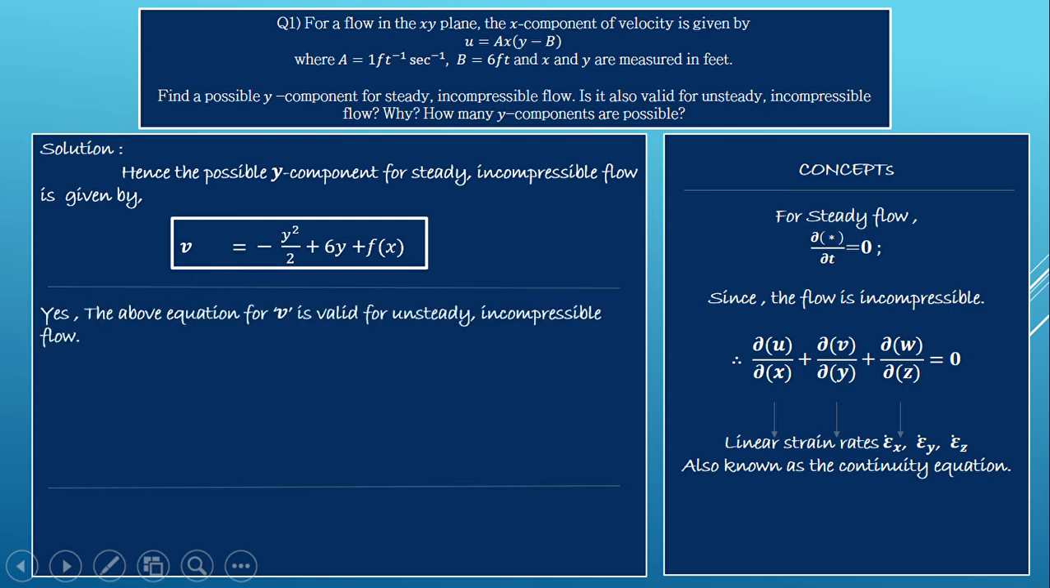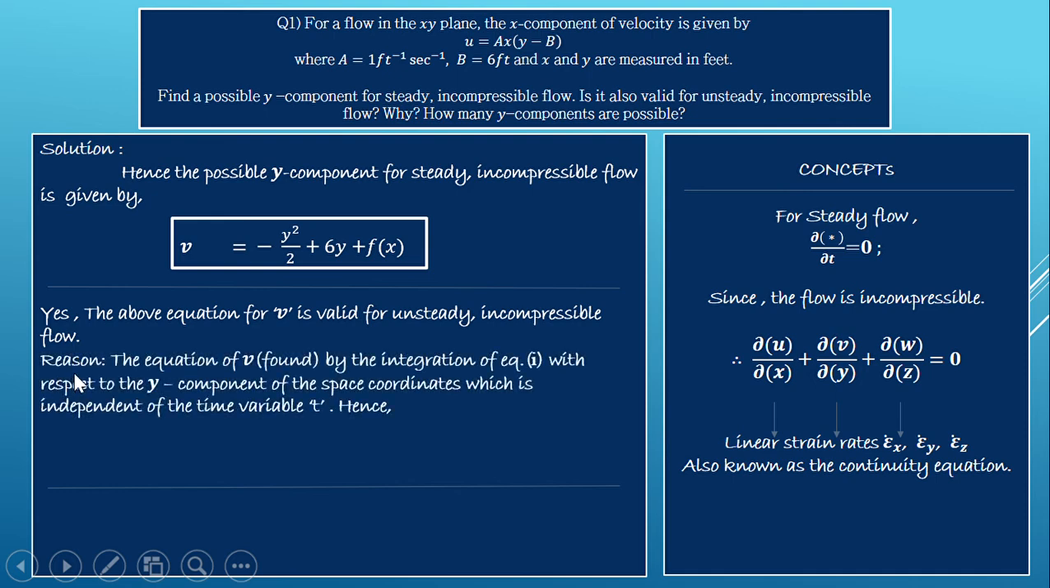Coming to the next part, yes, the above equation for v is valid for unsteady and incompressible flow. Reason: the equation of v that we have found by the integration of equation 1 previously is with respect to the y component of the space coordinate, which is independent of the time variable t. Hence, del v upon del t is equal to 0. That is, the partial differentiation of v with respect to time is equal to 0, irrespective of the condition that it is given as unsteady flow.